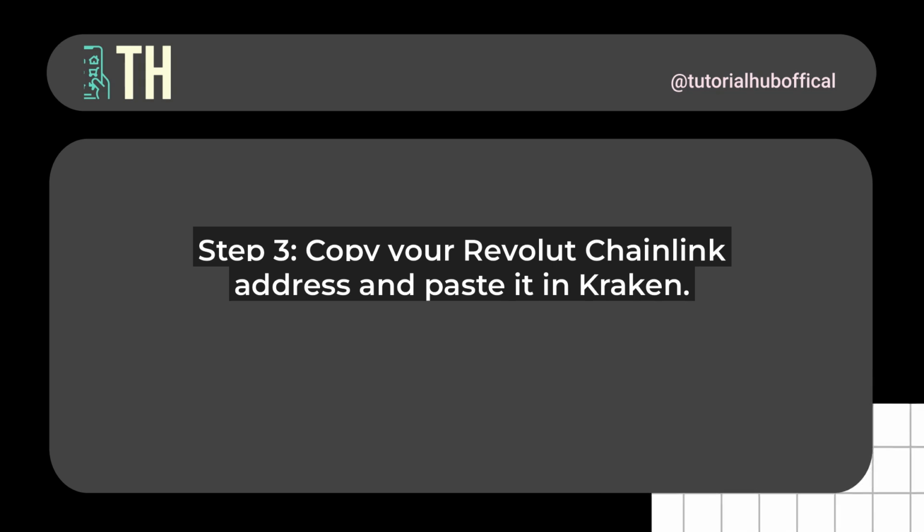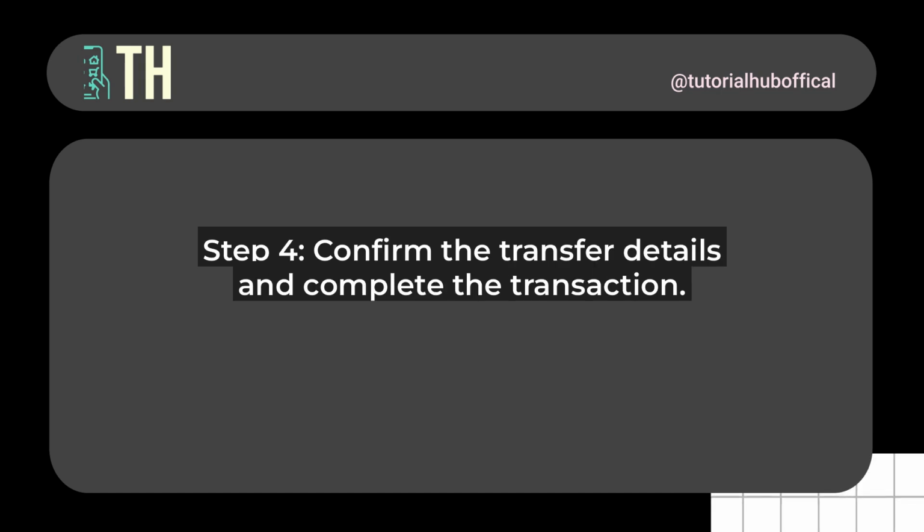Step 3. Confirm the details. Enter the amount of Chainlink you want to send, review the network fees, usually on the Polygon or Ethereum network, and hit Confirm. You'll get a confirmation email or notification from Kraken. Don't skip verifying this.